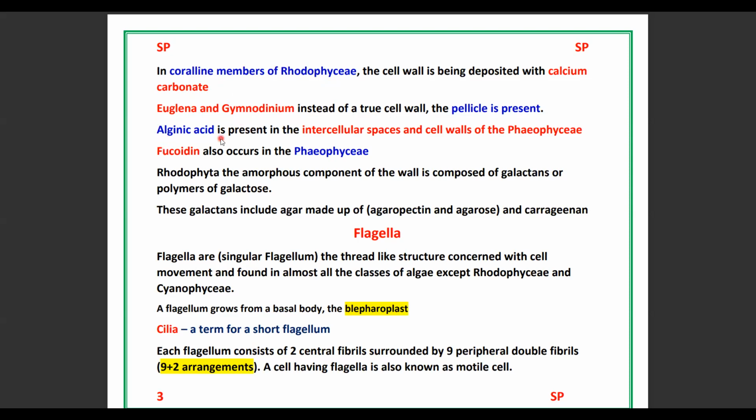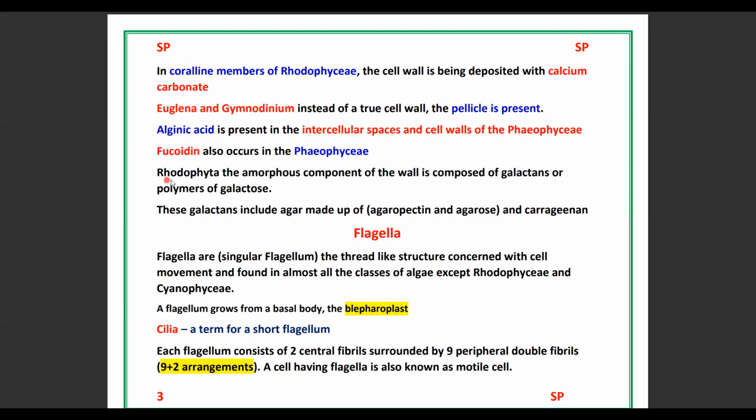The alginic acid is present in the intracellular spaces and cell walls of the Phaeophyceae. So in the Phaeophyceae algal members, in the cell wall, alginic acid is present. This alginic acid is located in intracellular spaces and cell wall. And fucoidin also occurs in the Phaeophyceae. So most important, in Phaeophyceae algal members, two are present: one is alginic acid and the other is fucoidin. Both are present in the cell wall.